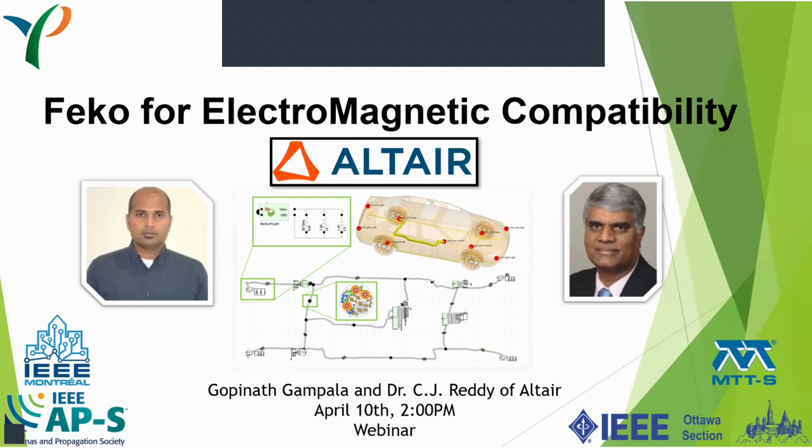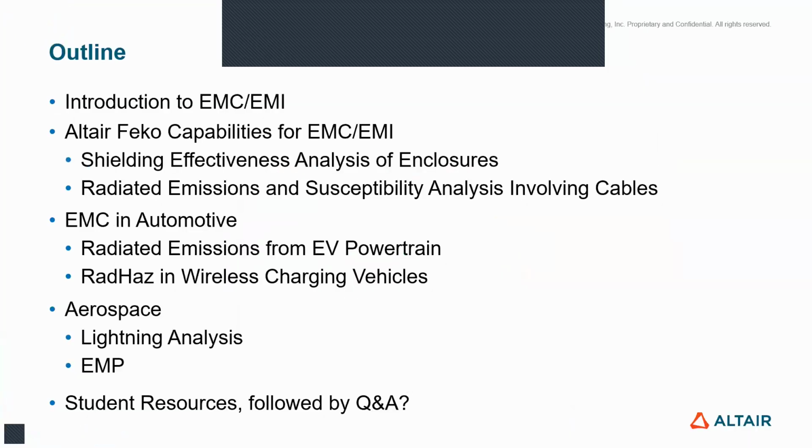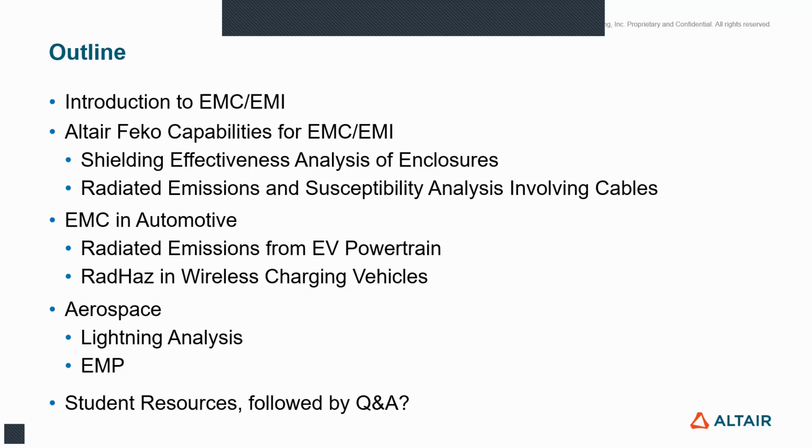So we'll first go through the outline to get a glimpse of all the different topics we'll be covering today, then go through each of those topics in more detail. So coming to the outline, let's first start with a basic introduction to the concepts of electromagnetic compatibility and electromagnetic interference. Then we will look into the Altair solution addressing these issues. Altair solution involves combining the field and cable simulations as well as combining the field and circuit simulations. So we will cover these two concepts in more detail.